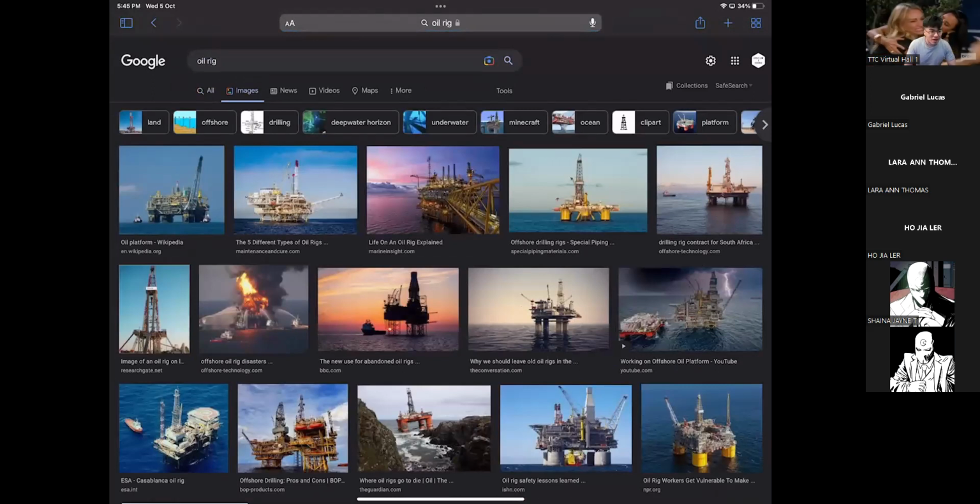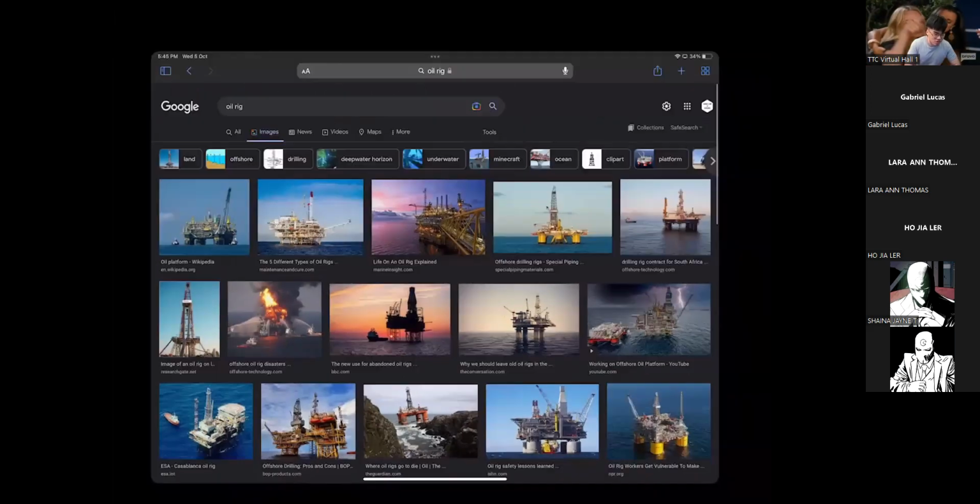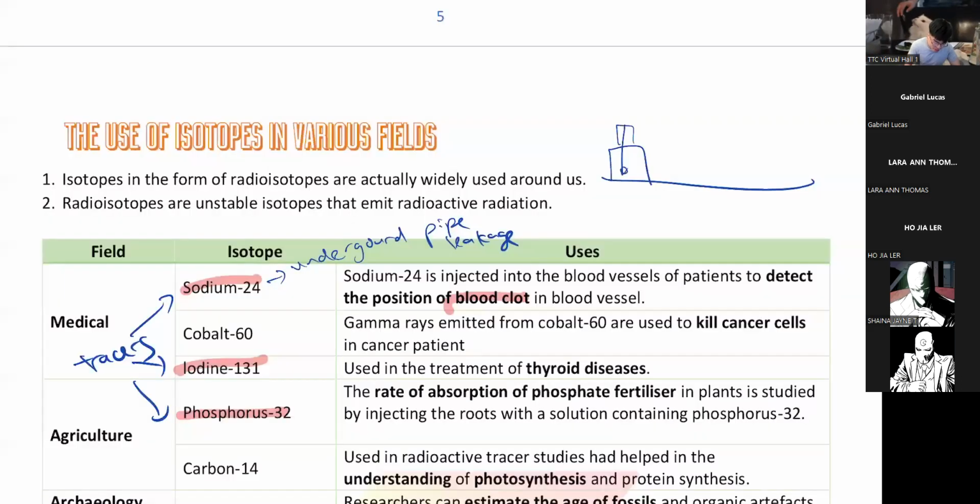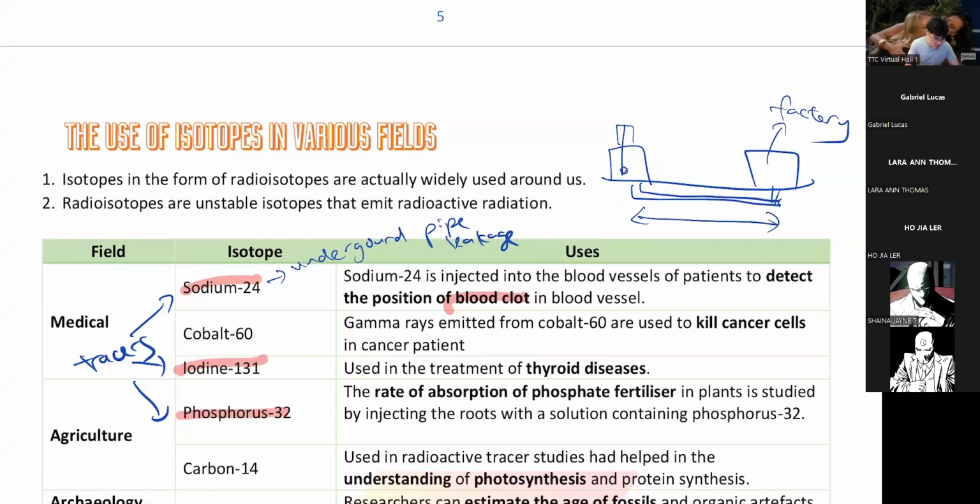Do you know how they ship this to the factory? They will build an underground pipe system to the processing facility. Let's say this is the factory. Once they get the petroleum or gas from the ground, they will ship it to the factory. And this can be really long, like maybe 100 kilometers. Right, here comes the problem.